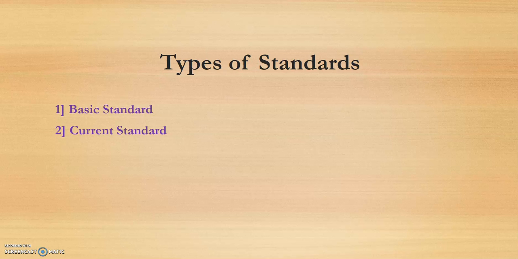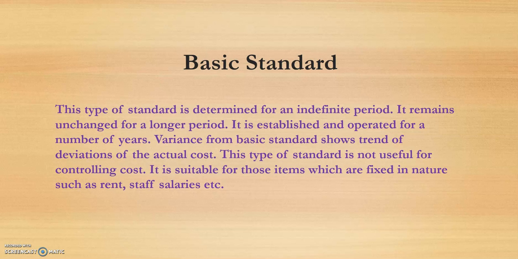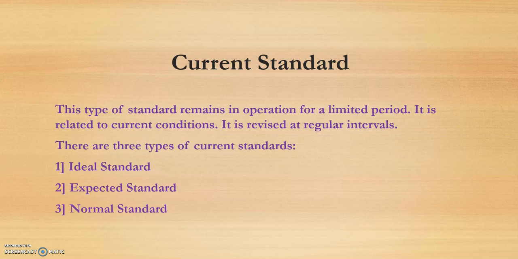Types of standards. There are two types of standards. First is basic standard and second is current standard. Let's see basic standard. The basic standard is determined for an indefinite period. It remains unchanged for a longer period. It is established and operated for a number of years. Variance from basic standard shows trend of deviations of the actual cost. This type of standard is not useful for controlling cost. It is suitable for those items which are fixed in nature, such as rent, staff salaries, etc.